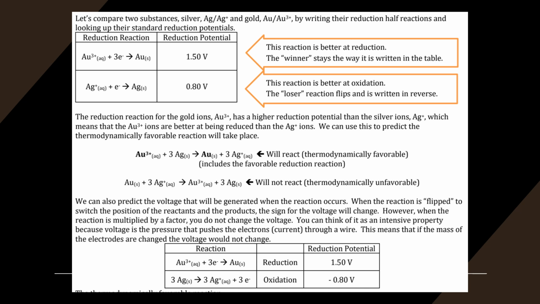So let's look at two substances. We have silver and gold from before. As it would be given to you, you have the reduction reaction, and it gives you the reduction potential. The one that is the larger number is the one that's better at reduction, and that stays the way it is written in the table. The one that is better at oxidizing, or the one that's lower in reduction potential, is going to be flipped and written in reverse.